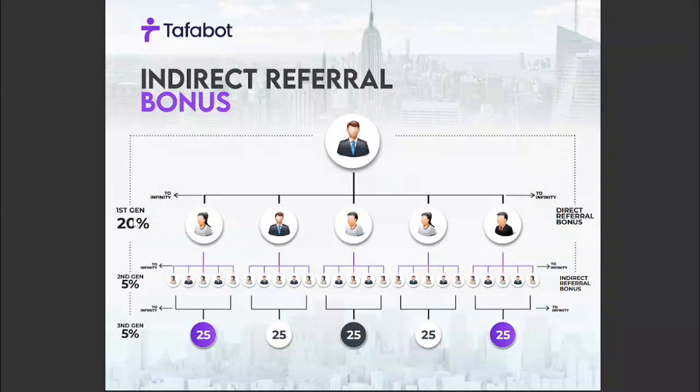Okay, guys, so it doesn't just end with the people you bring in. Tafa says because you brought this person, they're able to bring somebody else, and for that they pay you up to your third generation. So for first generation you get 20%, for your second and your third generation you get 5% each. All right, so that's it about the indirect referral bonus.